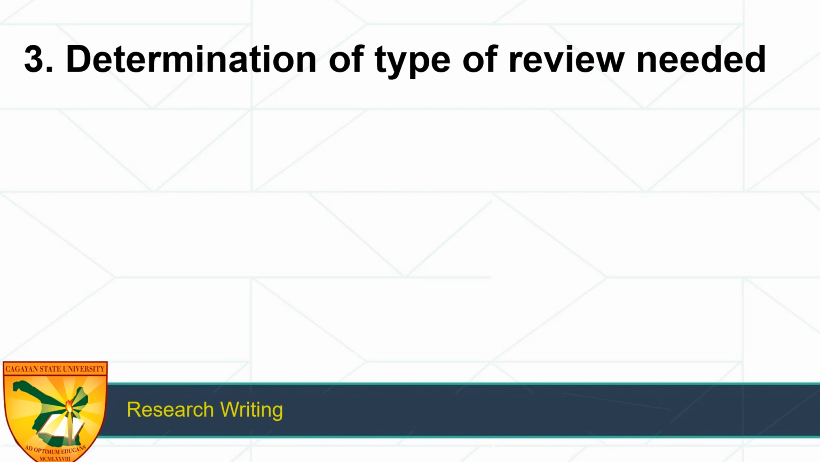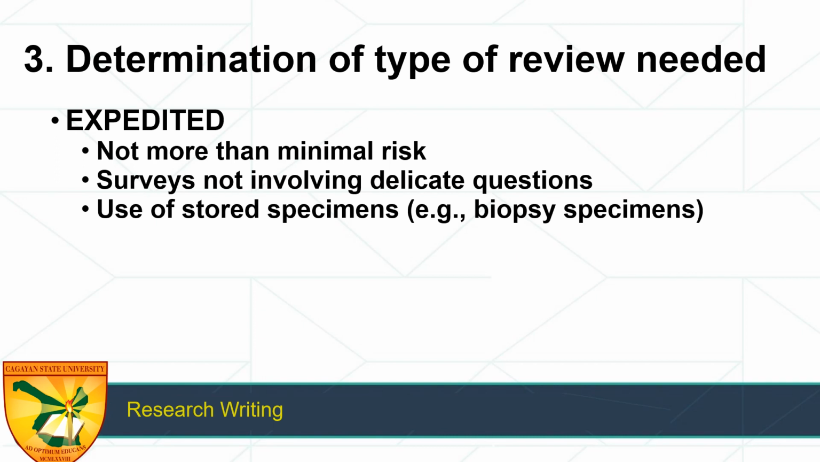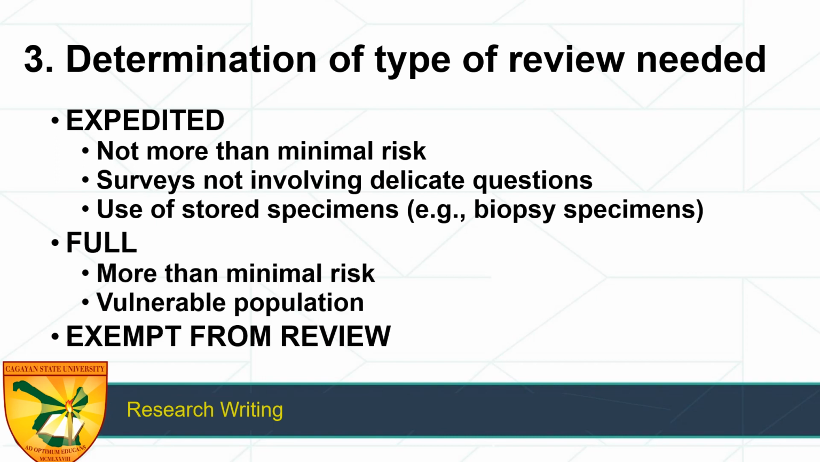Step 3 is determination of the type of review needed. There is what we call expedited, full, and exempted from review. Expedited is when there is not more than minimal risk. This is when you do surveys not involving delicate questions or you use stored specimens, for example, biopsy specimens. And for full review, this is when you have more than minimal risk and a vulnerable population. And then later we will talk about exempt from review.